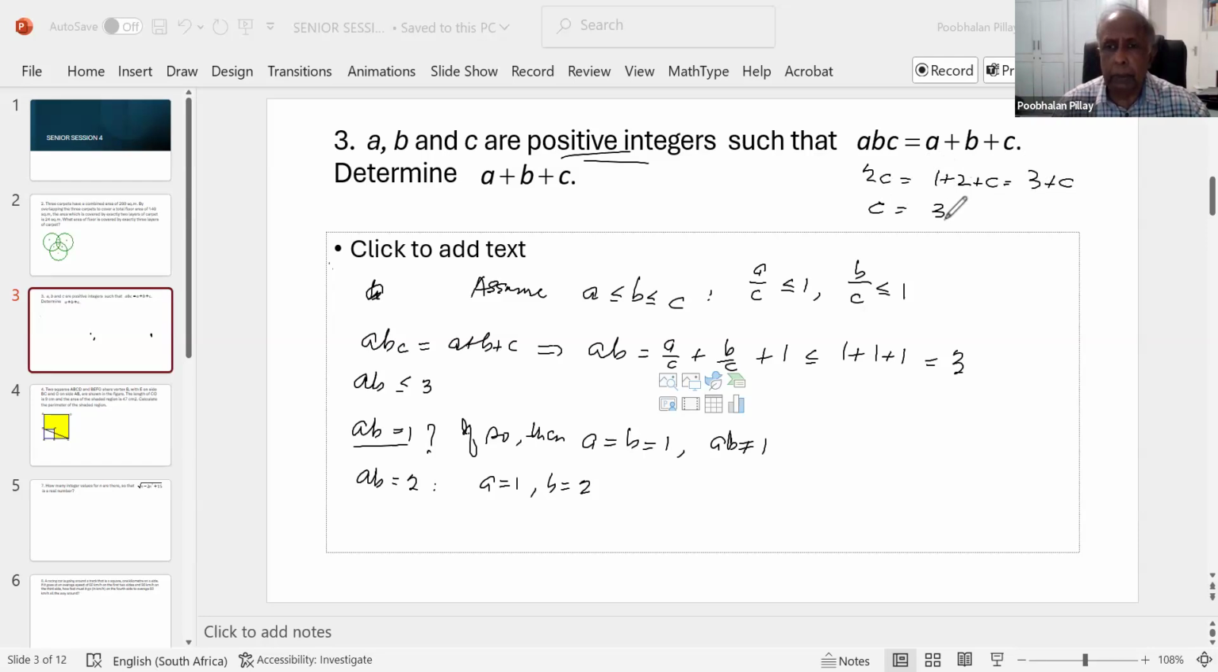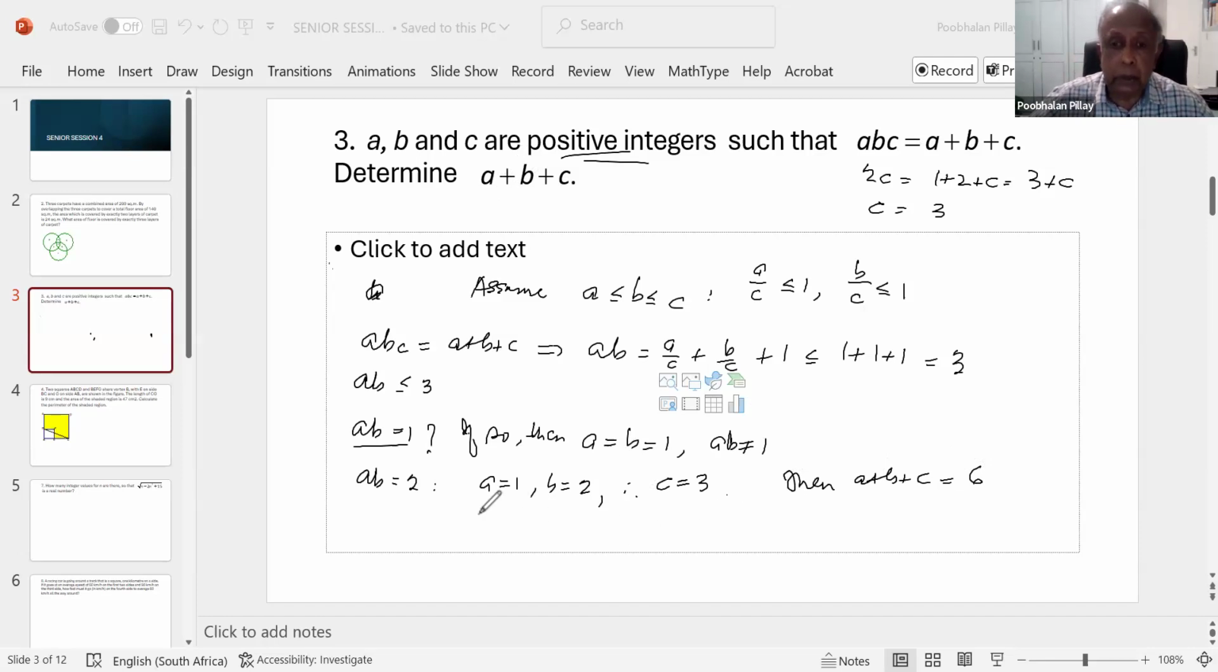Now this is quite possible because C is the largest. So this allows you to say that therefore C is equal to 3. Let's just substitute that and see. Now you'll have 1 plus 2 plus 3, which is 6, and 1 times 2 times 3 is 6. Oh, that's fantastic. So this is a solution. A plus B plus C is equal to 6, and A, B, and C are equal to 1, 2, and 3 respectively.